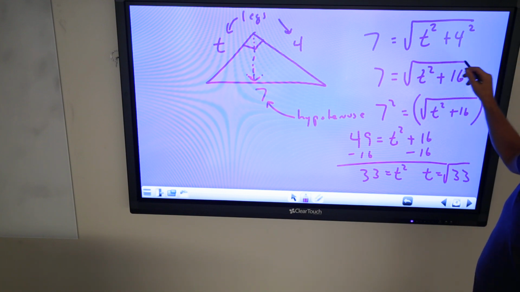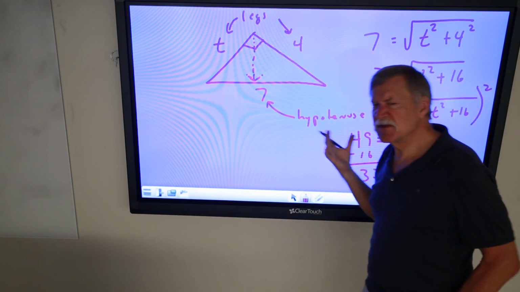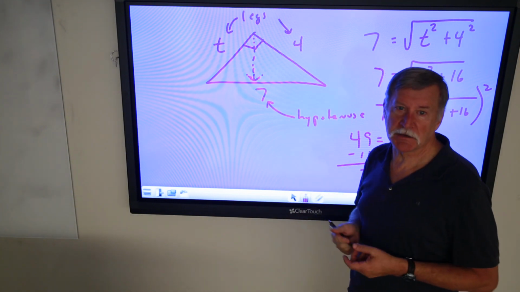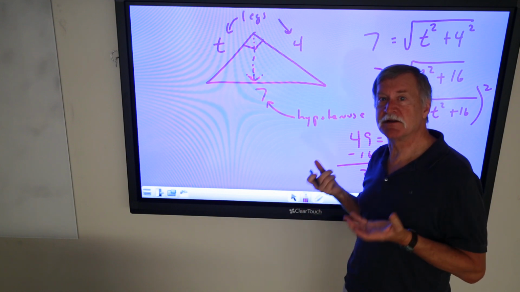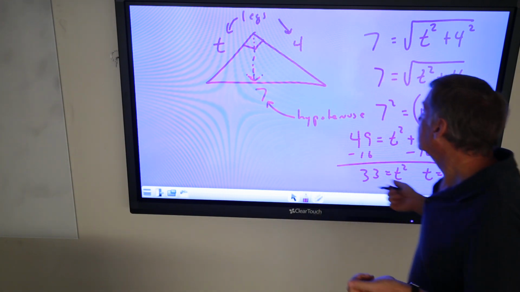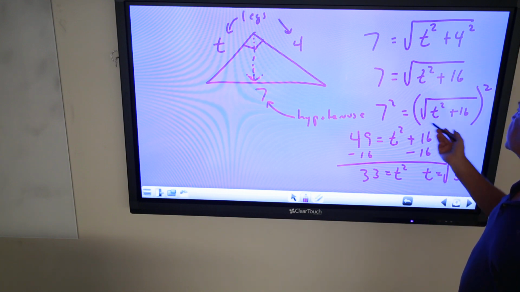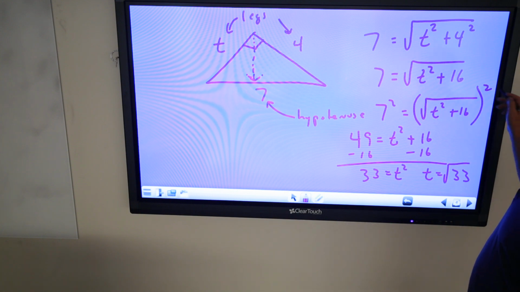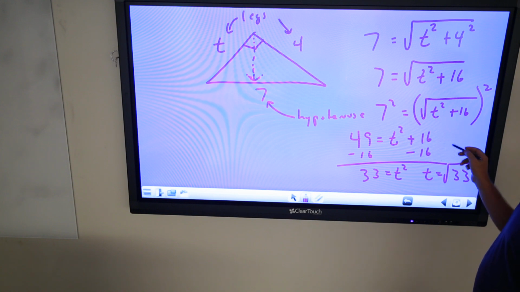Now, to get rid of the radical sign, we are going to square both sides. And this is why we're doing this now, because it fits in with the whole idea of quadratics that we've been talking about in the previous 3 lessons, the idea of dealing with squared terms. And nowhere is that more important than the Pythagorean theorem. So in this case, 7 squared, 49, is equal to, we got rid of the radical sign because we squared the whole thing, leaving us with what's inside the radical, t squared plus 16.